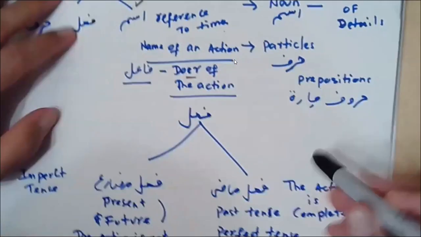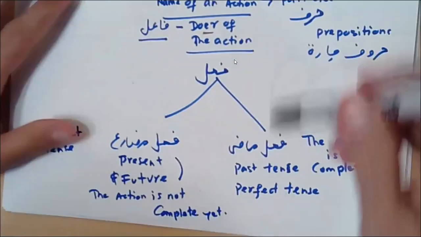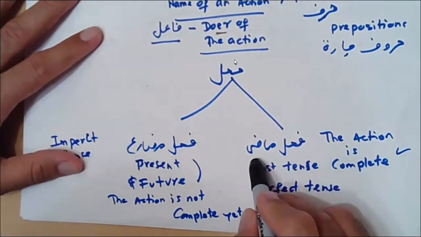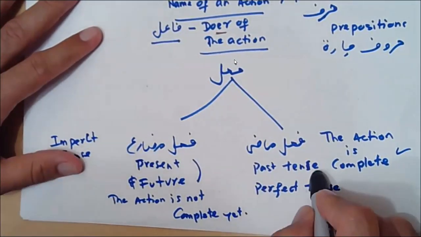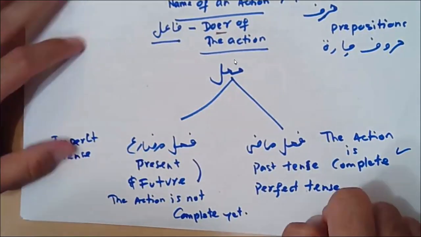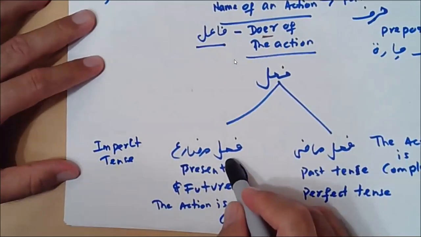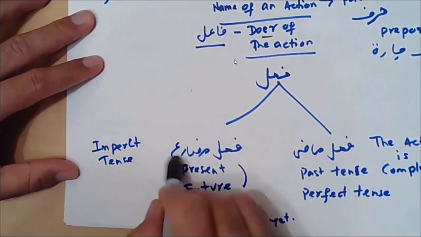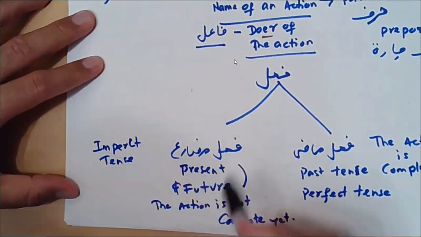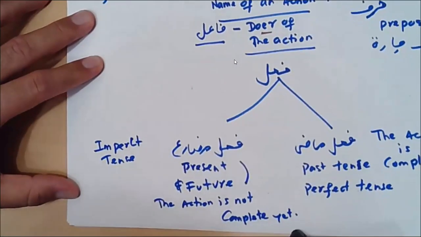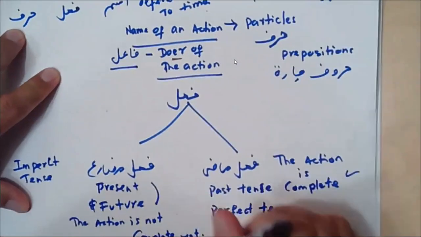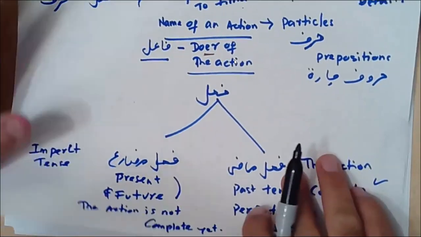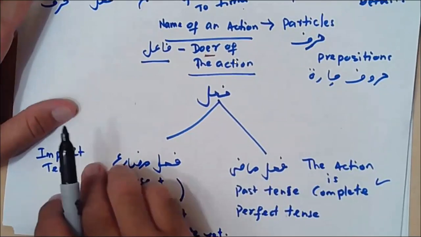So this is how I'm going to process a word in my mind. When I'm looking at the reference to time, I know that the action which is complete is known as fi'l-i madi, the past tense, and it's also known as perfect tense. When a thing is happening in the present or in the future, for that I have fi'l-i mudari, and I call it imperfect tense, and the action is not complete yet. Moving forward, we are only going to focus on fi'l-i madi until we master it, and then we will jump over to fi'l-i mudari at a later stage.